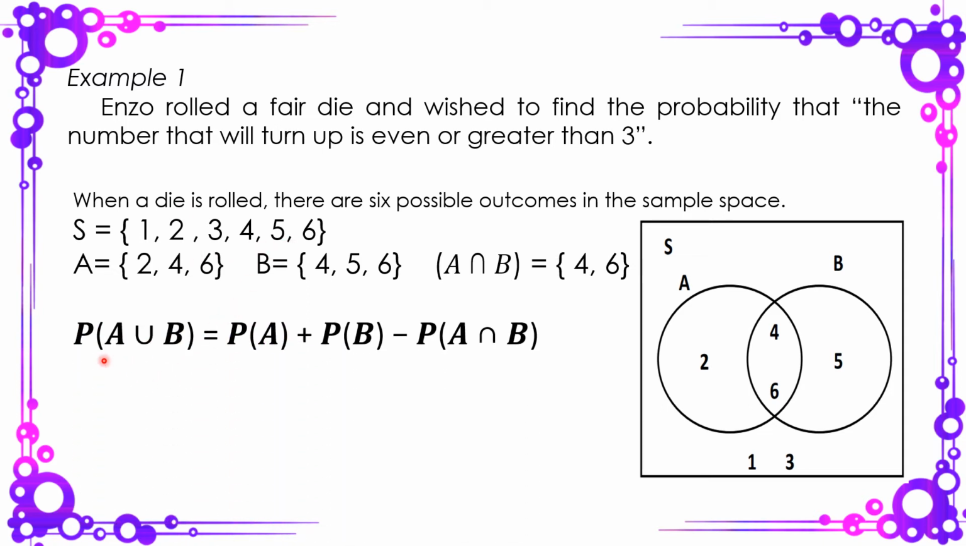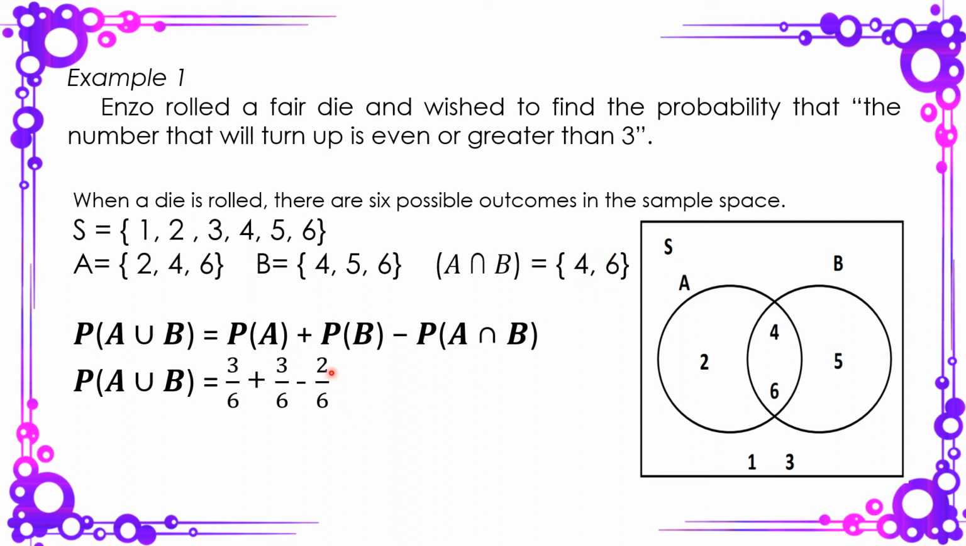So using our formula, P of A union B is equal to P of A plus P of B minus P of A intersection B. So we have here the probability of event A. This is 3 over 6 because we have 1, 2, 3, and the total outcomes is 6, plus P of B. Of course, 1, 2, 3, we have 3 possible outcomes over 6, minus the probability of A intersection B, which is 4 and 6.